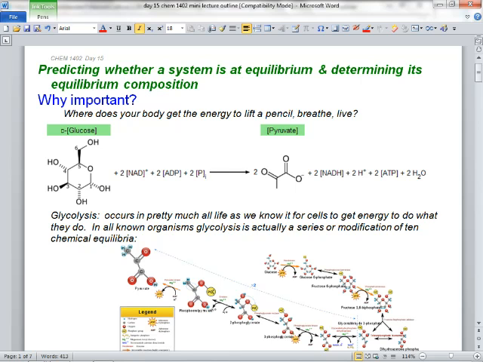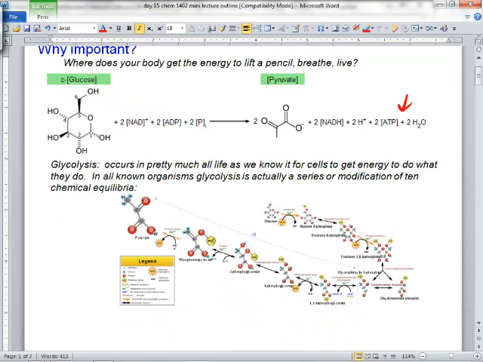Well, all of us are living, breathing organisms, right? So how do we do what we do? Where do we get the energy? Well, from breakfast, but what goes on inside every single cell? Glycolysis, right? And this is the overall reaction for glycolysis, but actually what's going on is a series of 10 equilibria all going on at the same time.